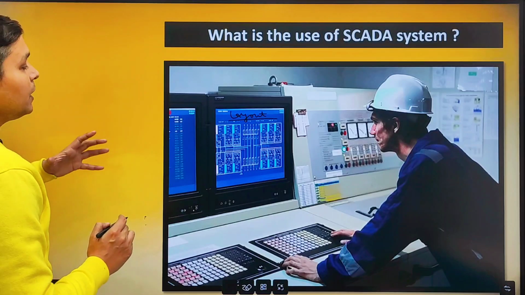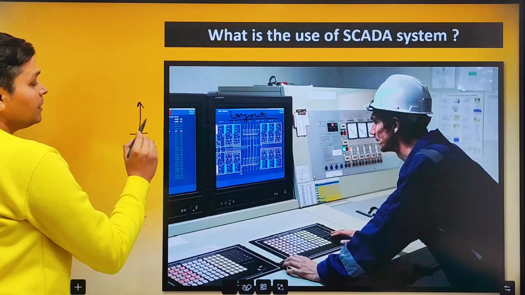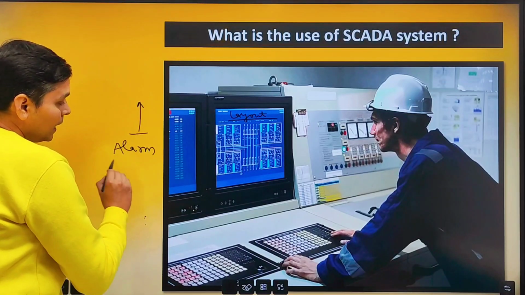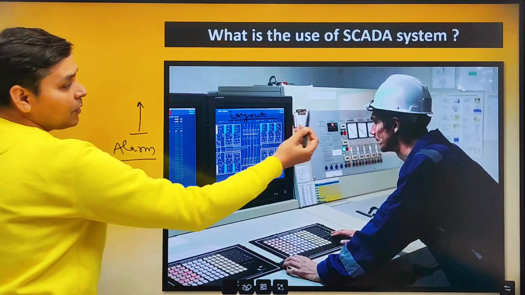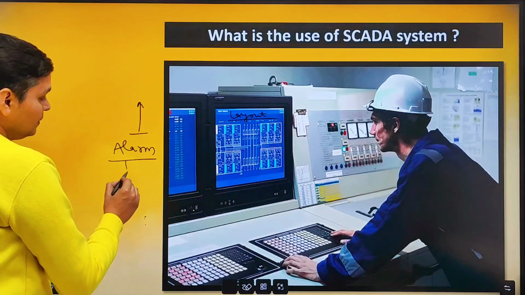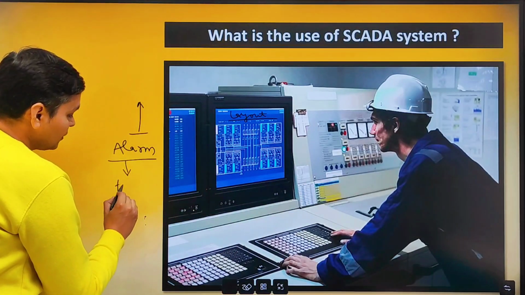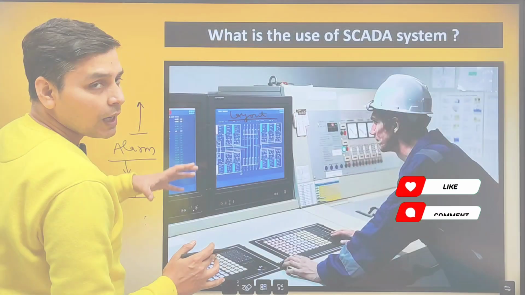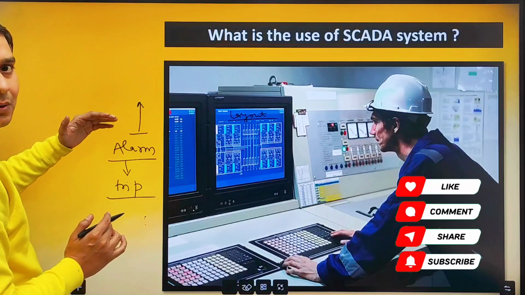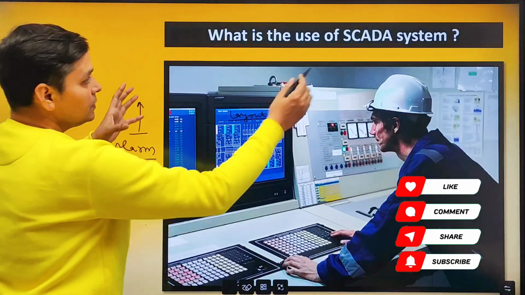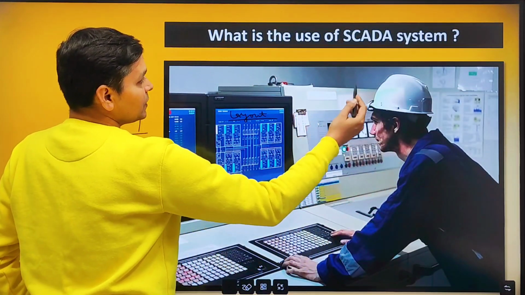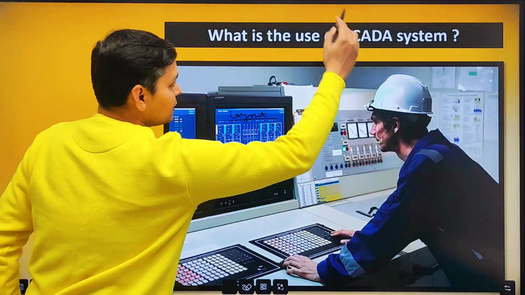Suppose pressure, temperature or level is increased beyond a set limit, then there will be an alarm, and from that alarm the operator can take a corrective action. Apart from the alarm, there will be a trip system also. So a machine will be tripped on a set point, on a high set point or on a low set point. So this is the use of SCADA system. SCADA system is very helpful for instrumentation as well as for any industry also.